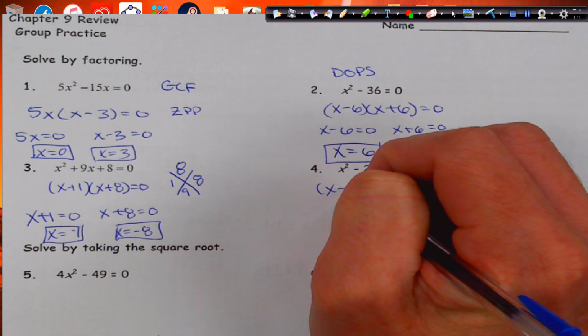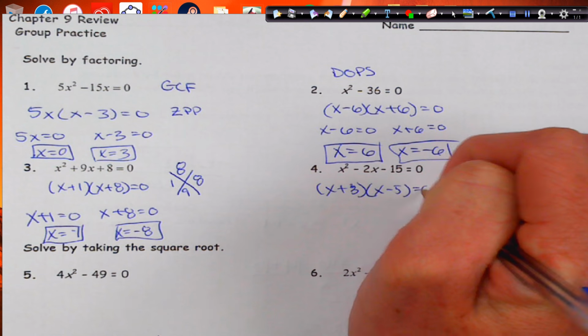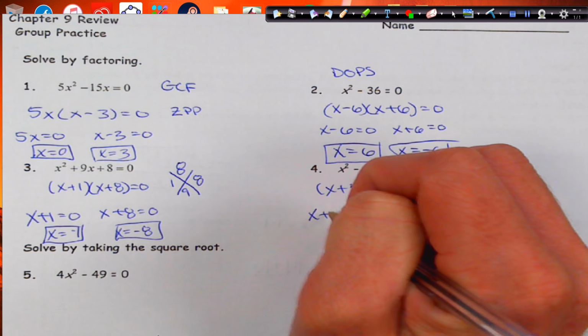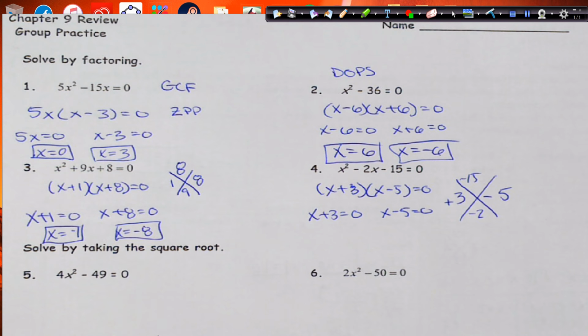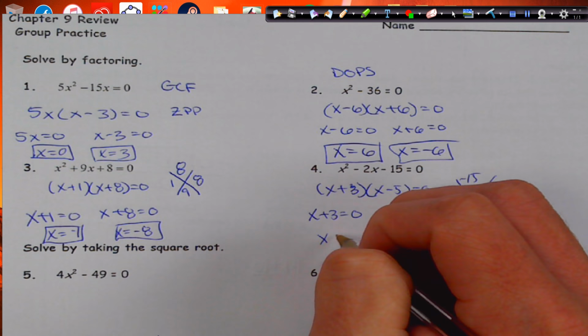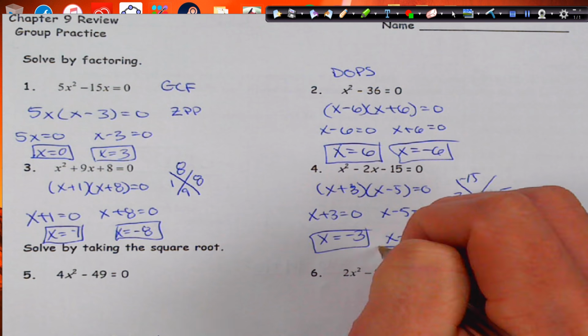So you get x plus 3 and x minus 5 equals 0, and then solve each one of those by setting them equal to 0 again. We're using the zero product property on all these problems. Subtract it, and we get negative 3. Add it, we get positive 5.